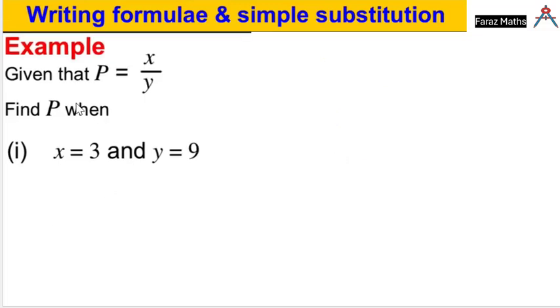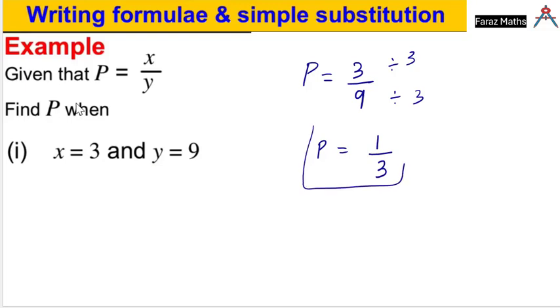Next question, given that P is equal to X over Y, find P when X is 3 and Y is 9. So P is equal to X is 3 there, Y is 9. Now you can divide numerator and denominator by the same number. So 3 divided by 3 is 1, 3 1s are 3, 9 divided by 3 is 3, 3 3s are 9. So the answer here is 1 over 3. You don't have to convert this into a decimal. That's fine if you are giving the answer as a fraction.